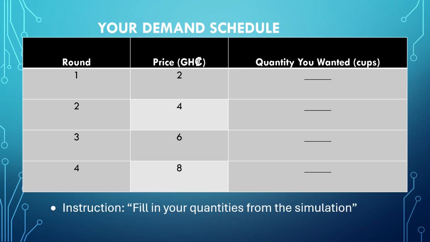Take a moment to fill in your table. Write your 4 quantities. I'm pausing for some seconds, within 30 to 60 seconds. Great. Everyone has their personal demand schedule. Now let's look at the pattern.